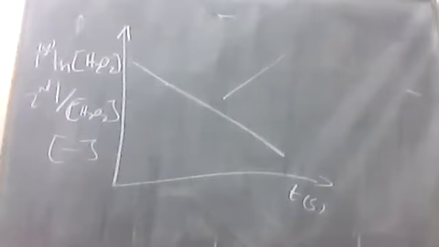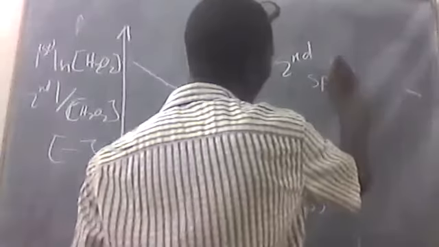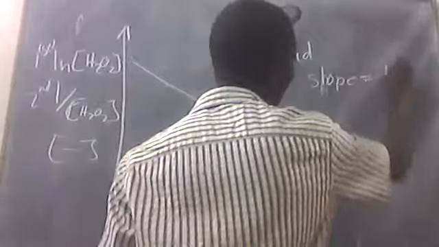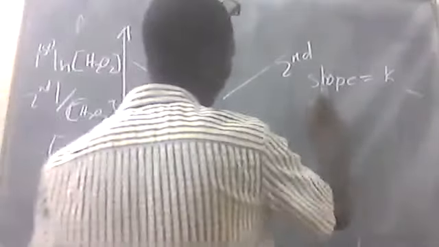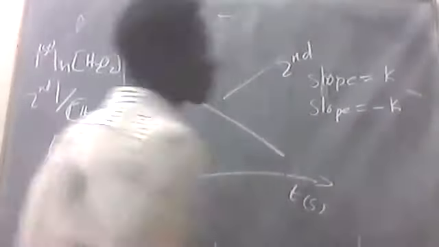The same goes for the value of the rate constant. For second order, the slope is equal to the positive k. For first and zero order, the slope is equal to minus k.